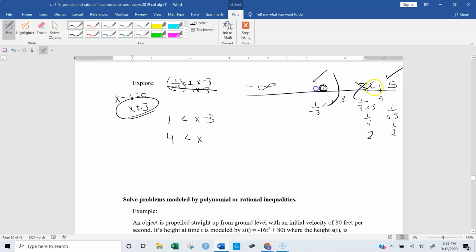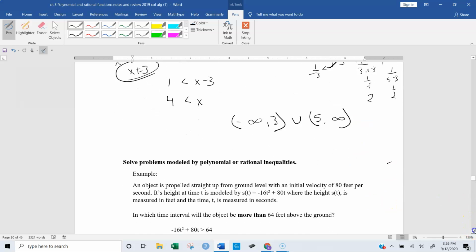So we're going to go from negative infinity to 3 and 5 to positive infinity. Interval notation, negative infinity to 3 with a parenthesis because it cannot equal 3. Union, again another parenthesis because we did not have an equal sign. So 5 to infinity. I hope you did a great job.